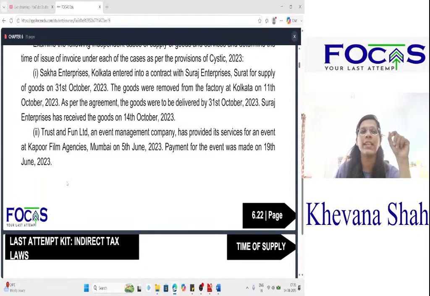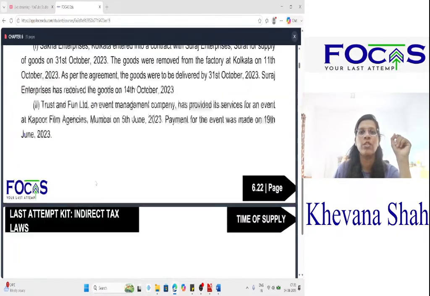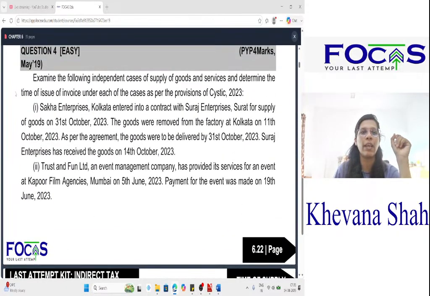Okay, and second case is Trust and Fund Limited and Event Management Company. So your supply of services has provided its services for an event at Kapoor Film Agencies, Mumbai on 5th of June 2023 and payment was made on 19th of June 2023. So now we need to find out the time of issue of invoice for these two cases. Okay, you can solve this question. Take your time of 2 to 5 minutes and solve this question.